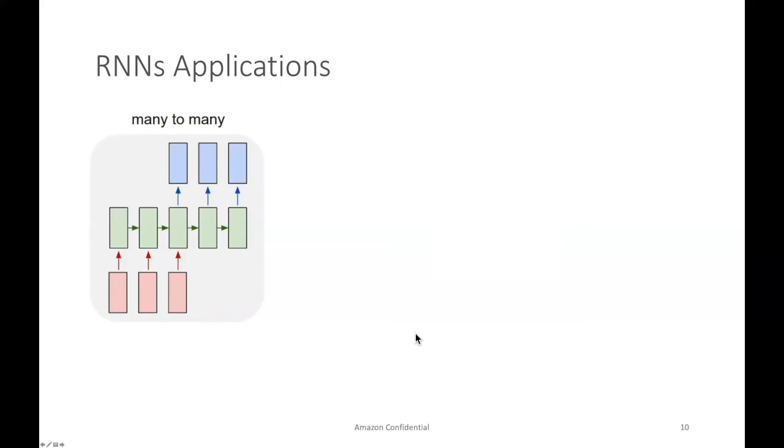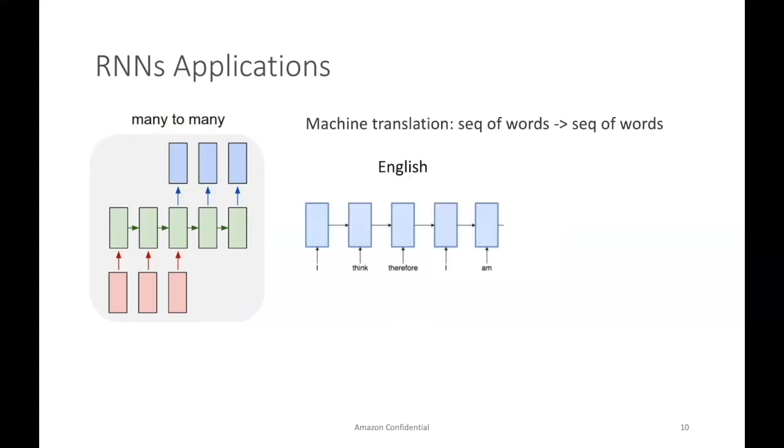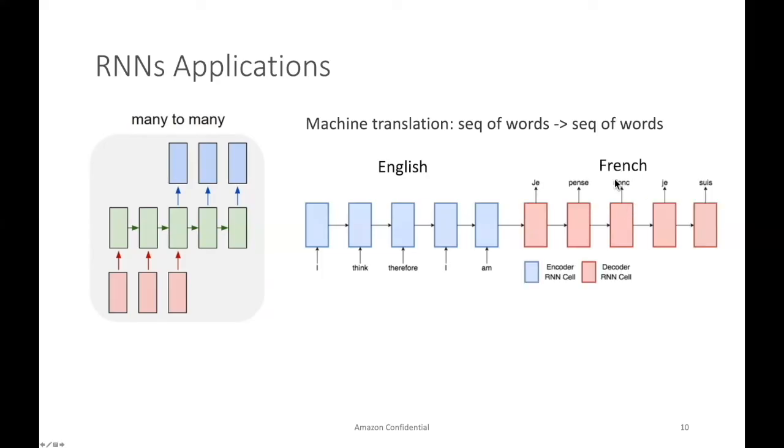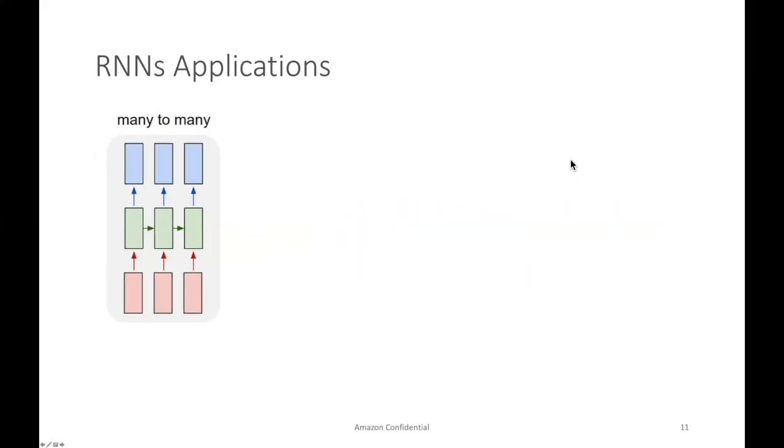Similarly, there could be applications wherein it is many to many. For example, machine translation is a direct example of that, wherein it takes a sequence in one language and then outputs it in different language.